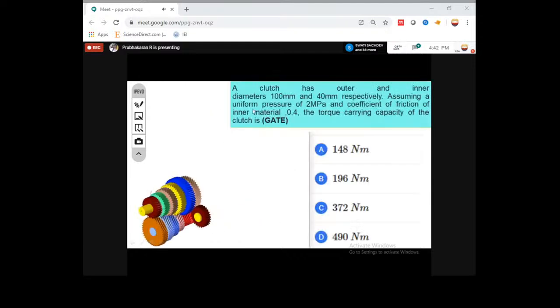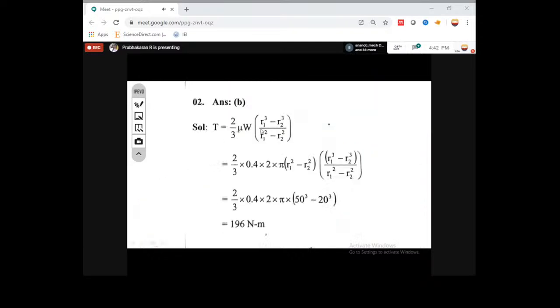Next I'm going to discuss the last question of this lecture. A clutch has outer and inner radii R1 and R2, assuming uniform pressure. Here, assuming uniform pressure, you should use the mean radius as 2 by 3 (R1 cube minus R2 cube) divided by (R1 square minus R2 square). The coefficient of friction mu is 0.4. The torque carrying capacity of the clutch is asked. This is a very direct question, so we can easily solve it. Again I assume n equal to 1 because there is no driver and driven plate. So we can solve for the torque.